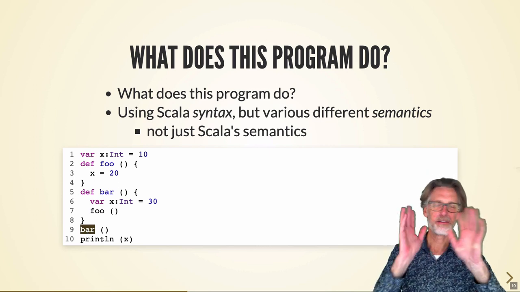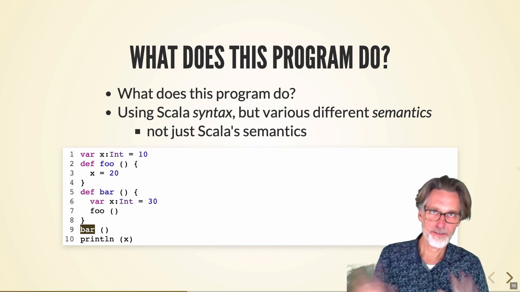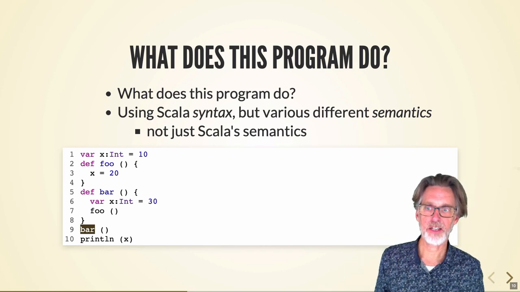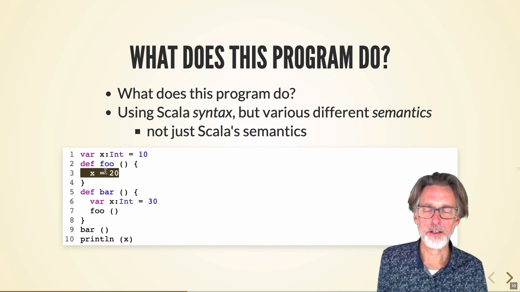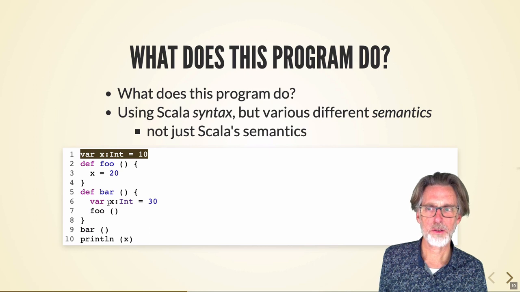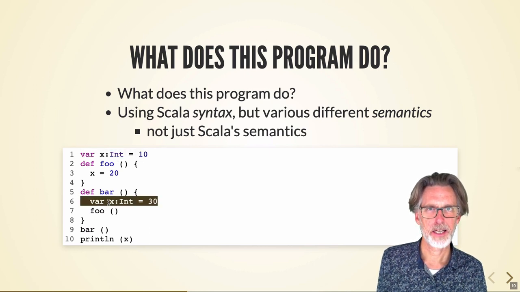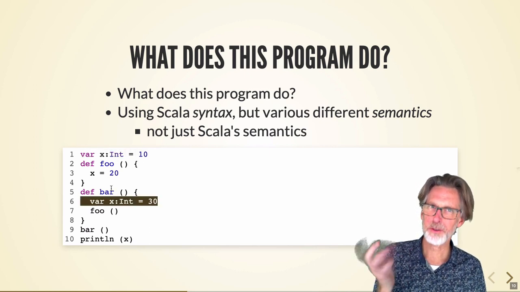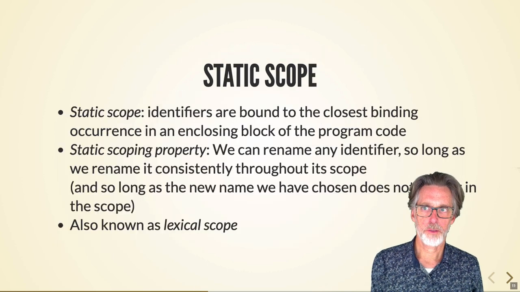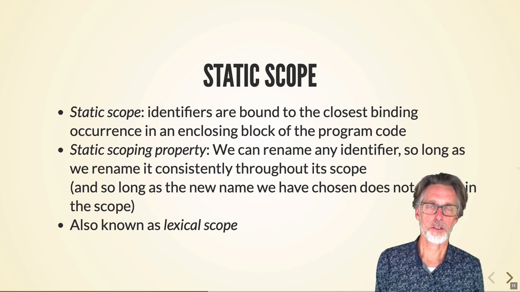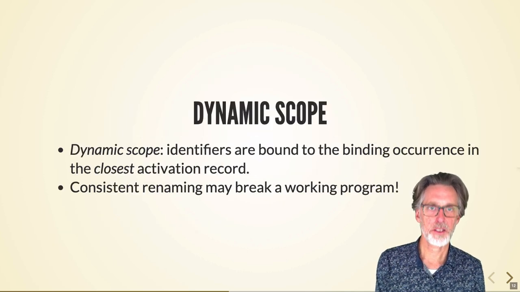Okay, so depending upon your model of languages, you might immediately have an answer. The basic question here is, which x do I mean on line 3? Do I mean the x declared on line 1 or the x declared on line 6? They're both reasonable from a given interpretation. There's two approaches to this problem. The first is called static scope, and the second is dynamic scope.